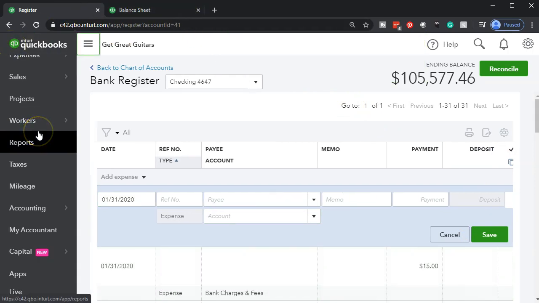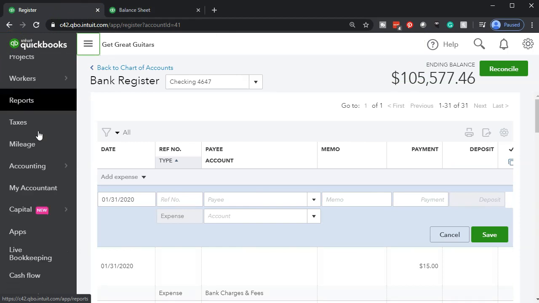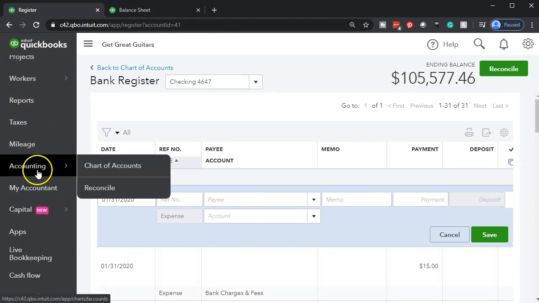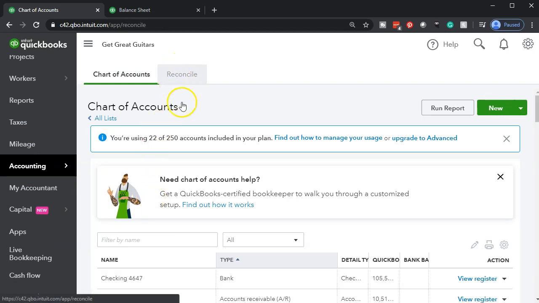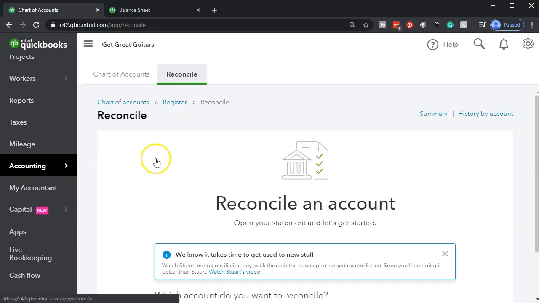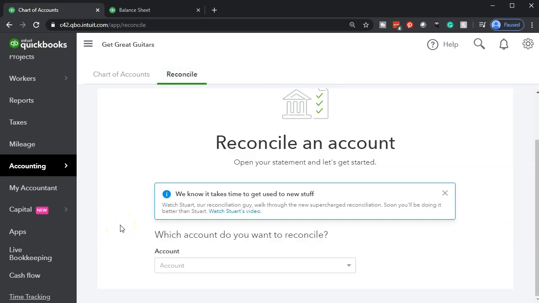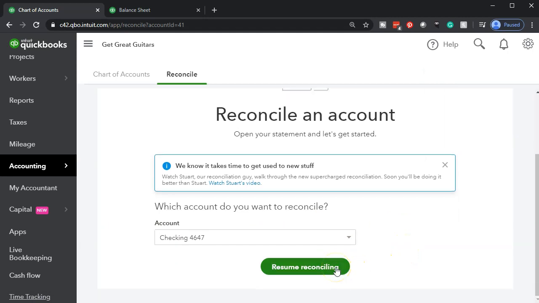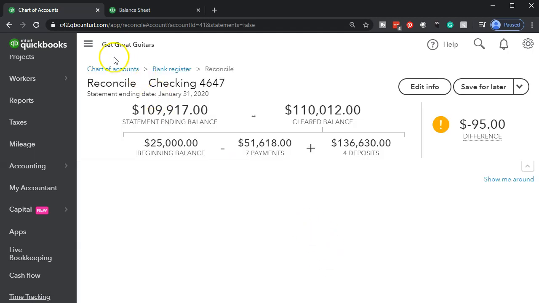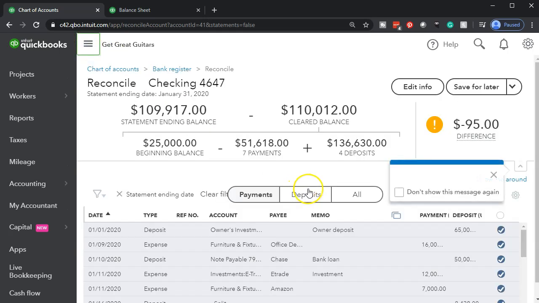So our bank statement. We're going to go back and open up the hamburger. I'm going to scroll down to the accounting and we want to then go to the reconcile tab. Within the reconcile tab, we're going to be reconciling and we want to be choosing that first account and it should say resume reconciling. That's what we want. And then I'm going to close the hamburger up top.